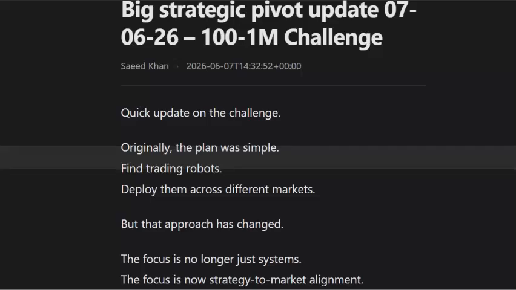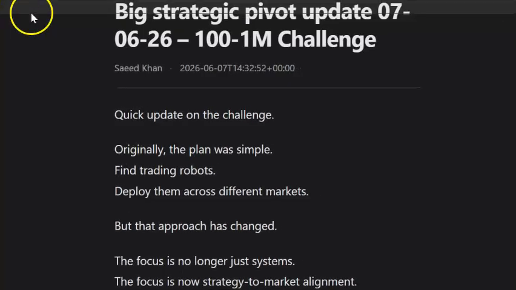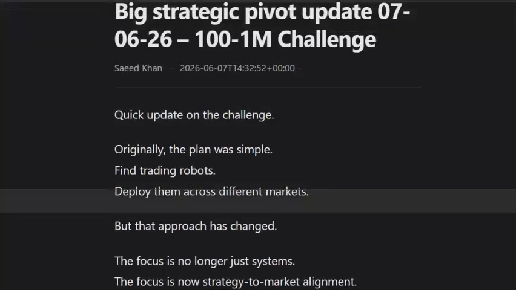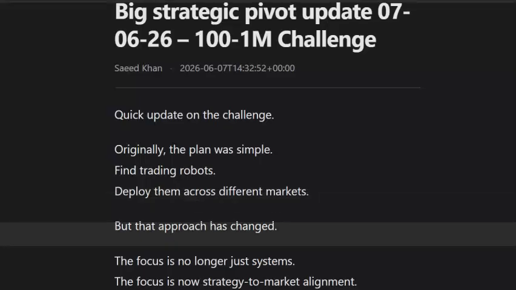Sorry, just a quick update on the challenge. I haven't done an update for a while, but today we're going to do a big update because I've been thinking about this challenge, the structure, the game plan and everything, and today I just want to share with you some things that I've thought about and how we're going to do this going forward. So today is about the big strategic pivot update on the game plan from the original one.